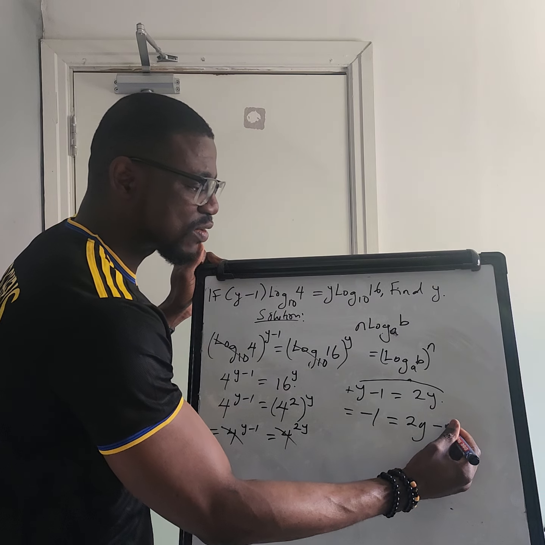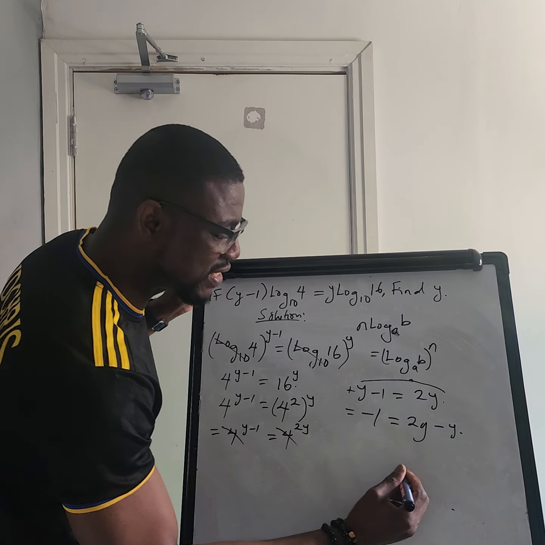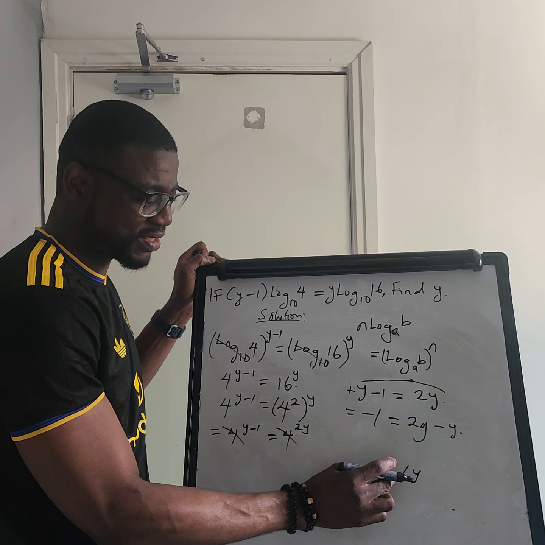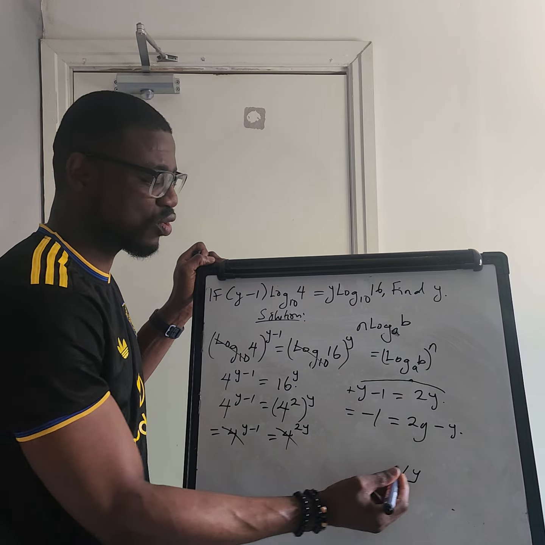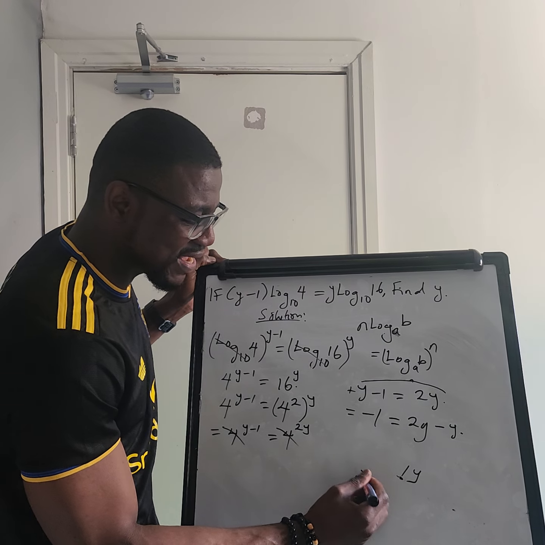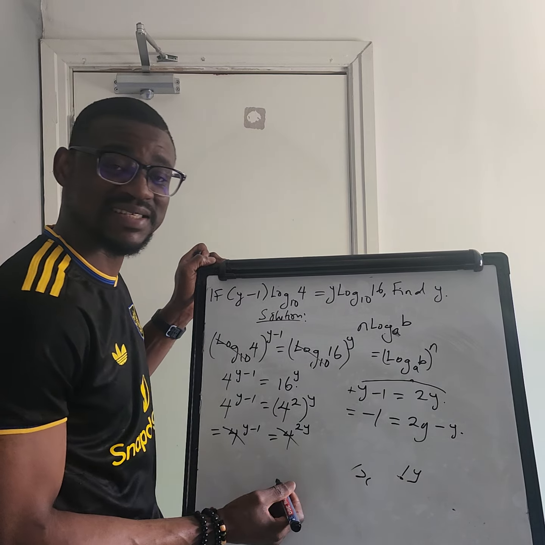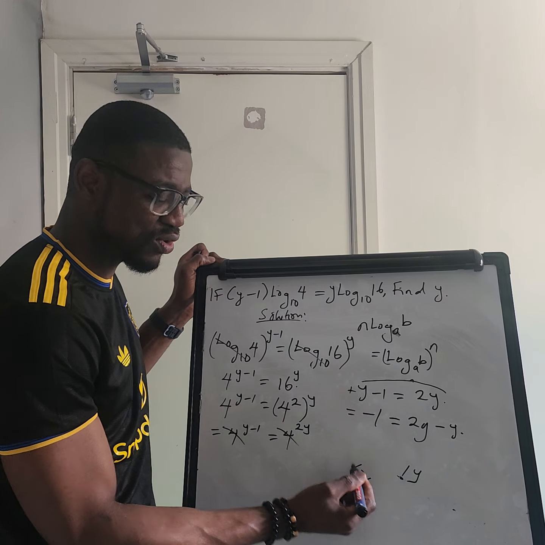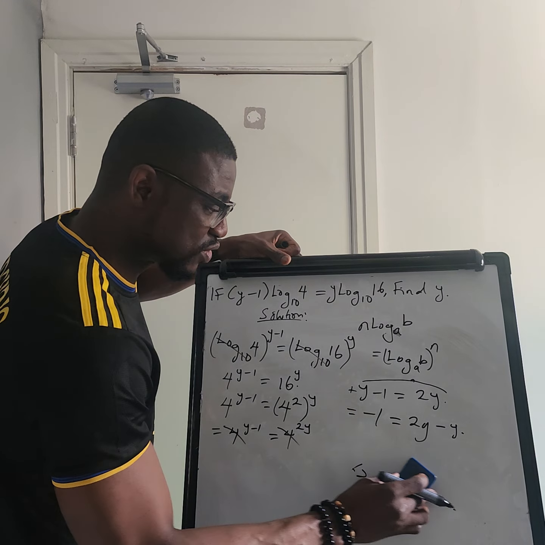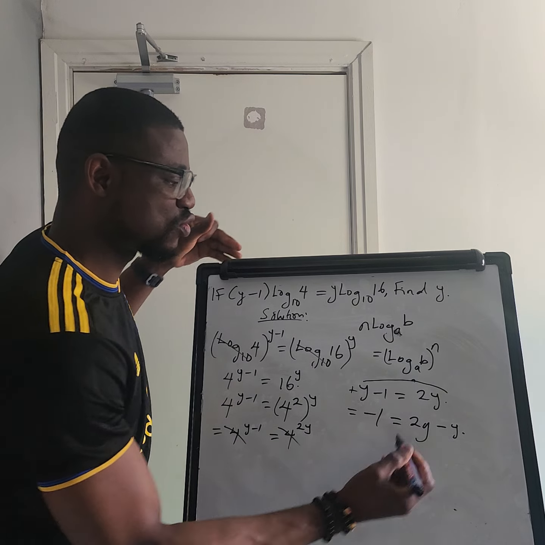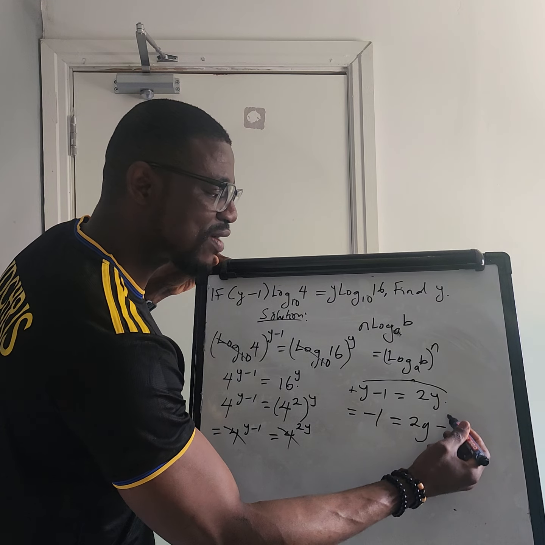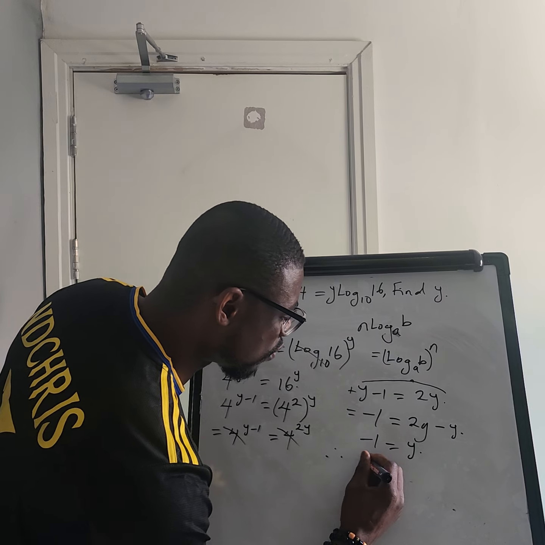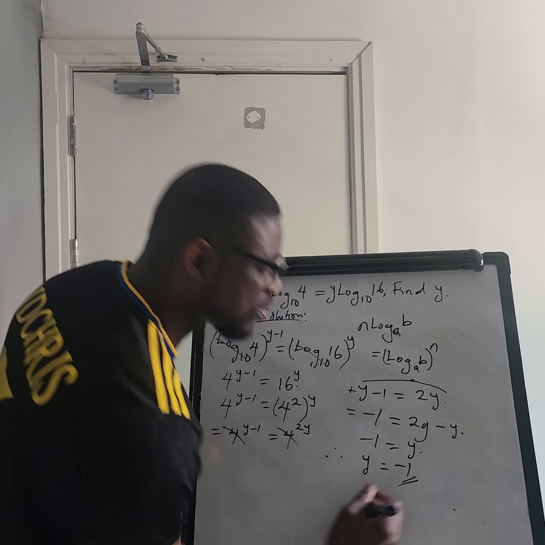Now, this y has an invisible number. Whenever you see a letter, for instance y, there is always a 1 attached to it. So it's an invisible number. That's why we don't write x as 1x. It doesn't make sense. But just know that every alphabet that is standing alone has an invisible 1 in front of it. If that is understood, then we can solve this problem. So we're going to say 2y minus 1y. That will give us minus 1 equals y, or therefore y equals minus 1.